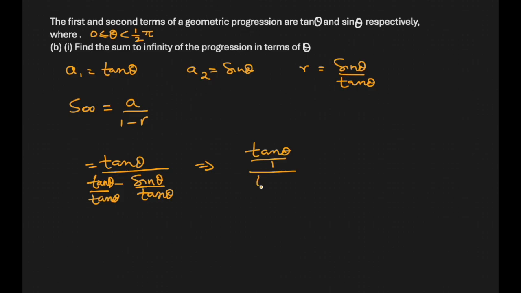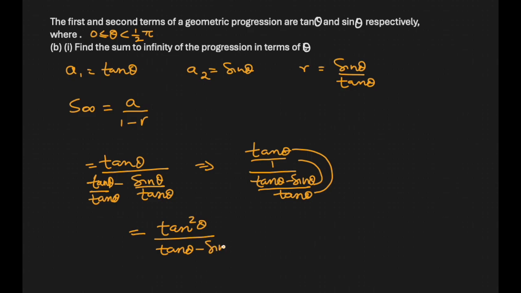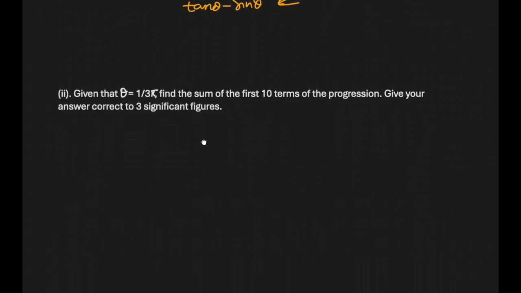And then we have tan theta minus sine theta, and both of them have same denominator, tan theta. And now we can multiply the first and fourth, second and third. This is how we solve a fraction by a fraction, and this was not a fraction, tan theta, I made it tan theta over 1. So it becomes tan square theta over tan theta minus sine theta. This is the sum to infinity in terms of theta. Okay. Part 2 is also there for B.